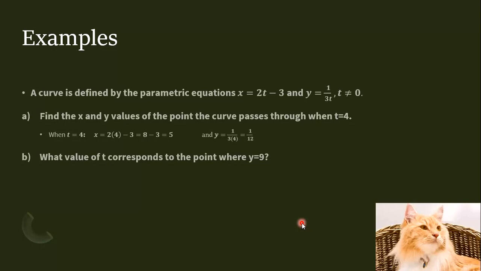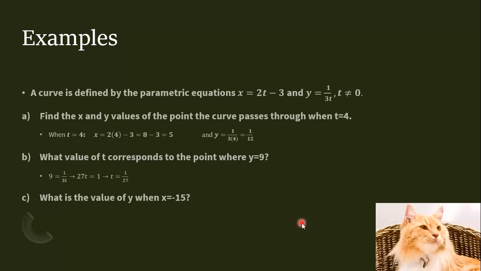Part B is asking us to find the value of t that corresponds to the point where y equals 9. So 9 is going to equal 1 over 3t. Times up by 3t and you get 27t equals 1. Then divide by 27 and you get t equals 1 over 27.